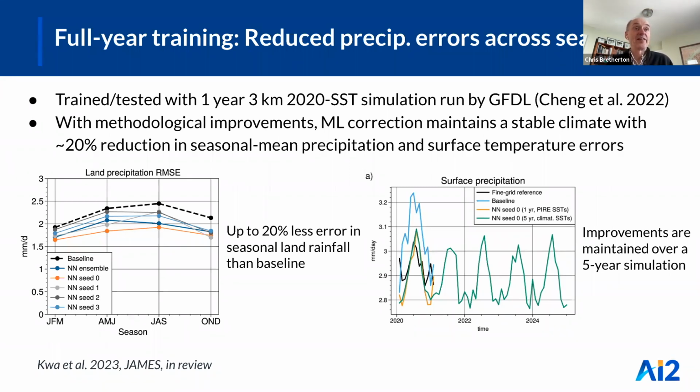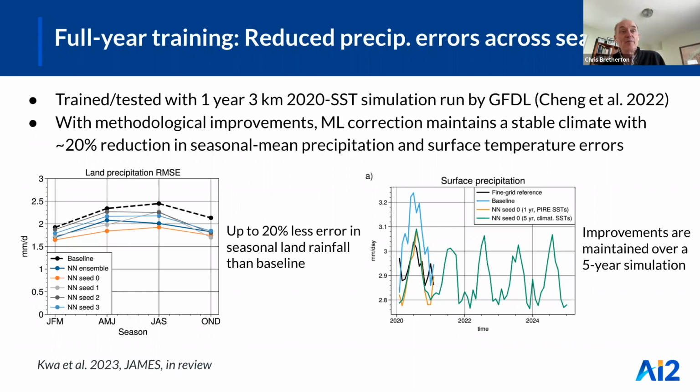The dashed line indicates the baseline model, so with no machine learning correction, what its errors would have been. And the other lines then show the errors with each of the machine learning corrections added to it. One of the seeds actually improves the precipitation climatology by 20% in all seasons. The other ones do a little less well. They all do a little better than the original baseline.